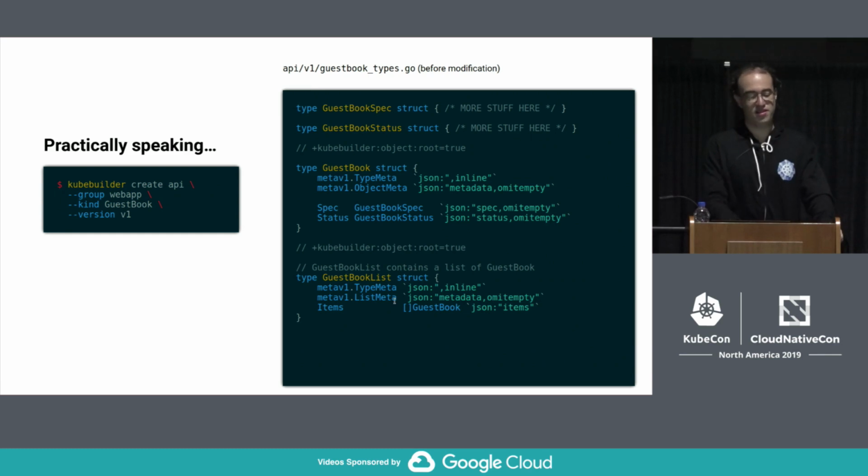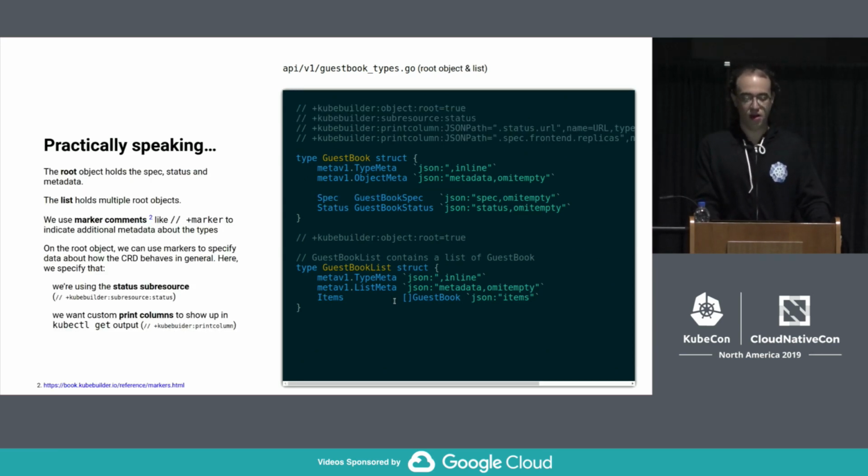And finally, we have this list type. As you might guess, this is the type that's returned when we call list. So if we do kubectl get without a specific name, it goes and says to the API server, give me all of the pods, and the API server returns this kind of wrapper type. All right, so let's look through each of those sections.